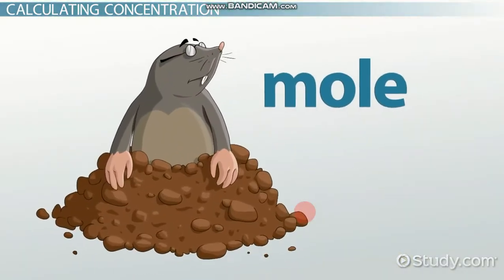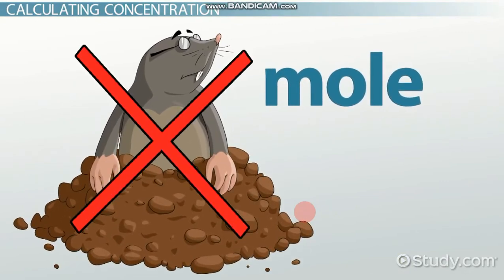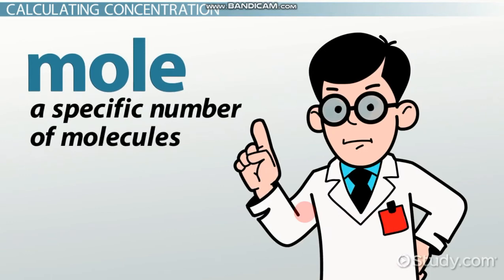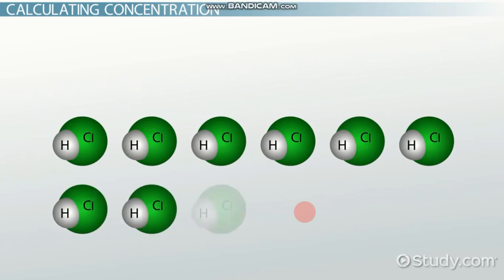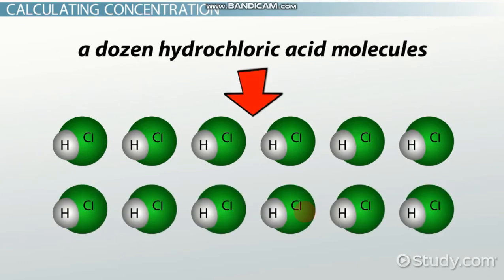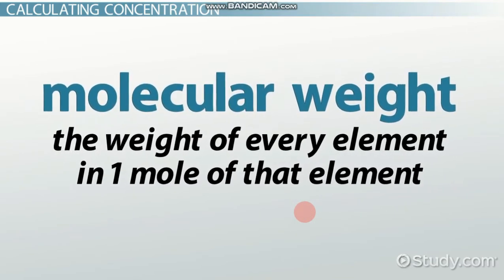First, let's review what a mole is. This is not the blind animal that lives in the ground. Instead, it is referring to a specific number of molecules. In fact, it is referring to 6.02 times 10 to the 23rd molecules or atoms. We could just as easily refer to a dozen hydrochloric acid molecules if we only wanted to talk about 12 molecules of hydrochloric acid. The nice thing about a mole is that we have determined the weight of every element in 1 mole of that element.